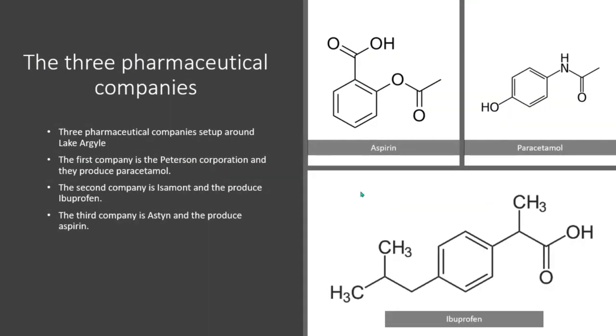So now we're looking at the 3 pharmaceutical companies. We have Peterson Corporation, they make paracetamol. We have Aston, who produces aspirin. And we have Isamont, who produces ibuprofen. All of these are common pain relief medications. Can anybody just give me a quick agree, disagree if you've ever taken any of these? Majority of you have taken pain relief medication? Yeah, that doesn't sound strange. Everybody needs Panadol if they've got a headache, which is paracetamol.